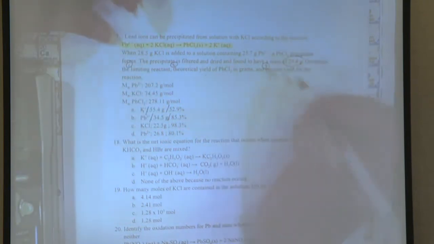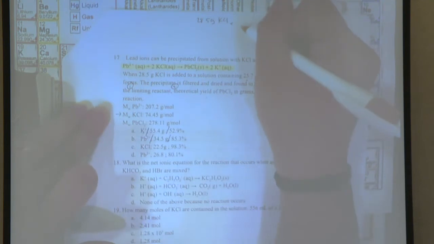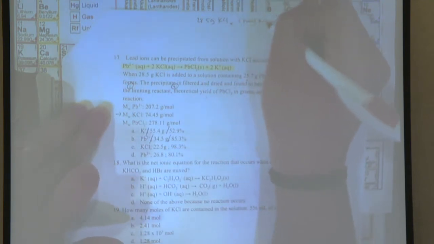Okay? So let's figure out how much we have to work with. I don't think I'll have enough room, so I'm going to do the conversion up here, and then I'm going to jump down here, okay? So with 17, they say that you have 28.5 grams KCl, right? Let's do that one first. So you see down here that they give you the molecular weight for that. So for every 1 mole KCl, you have 74.45 grams KCl, right? And then you can cancel this out. How many moles do we have? We have 0.382 moles of KCl.